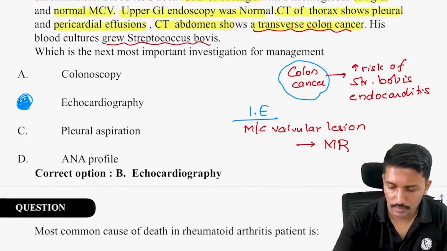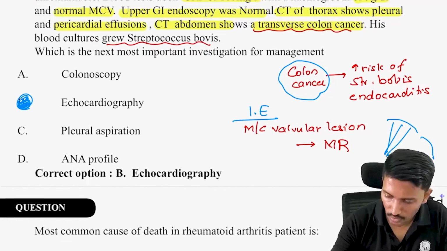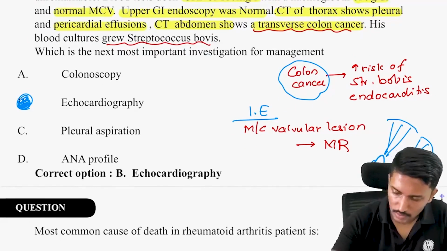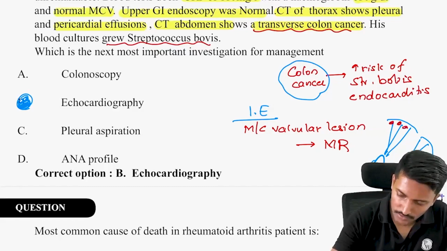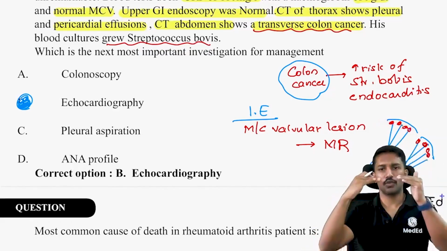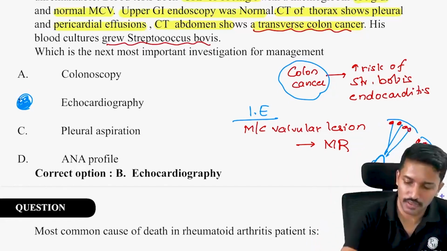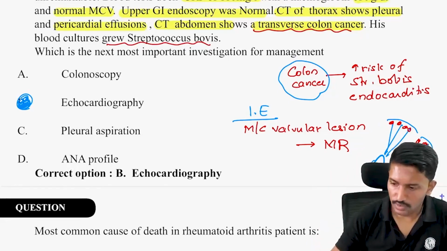Why does that happen? Because as we know, the mitral valve has two leaflets and they have these chordae tendineae anchored to papillary muscles, and because the vegetations form on the undersurface of these chordae tendineae, there can be a rupture of the chordae tendineae, and once there is a rupture, the leaflets won't stay in place, they open up in the opposite direction, allowing the regurgitation. That's why MR is the most common valvular lesion.